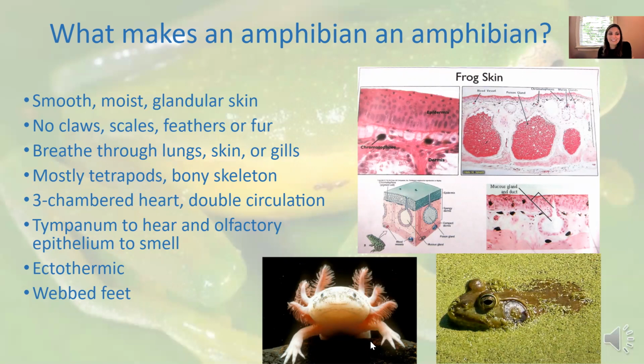So most amphibians are tetrapods, meaning they walk on 4 legs and have a bony skeleton, but there's a whole order that doesn't have any legs. So again, there are exceptions. As adults, amphibians have a 3-chambered heart and double circulation.